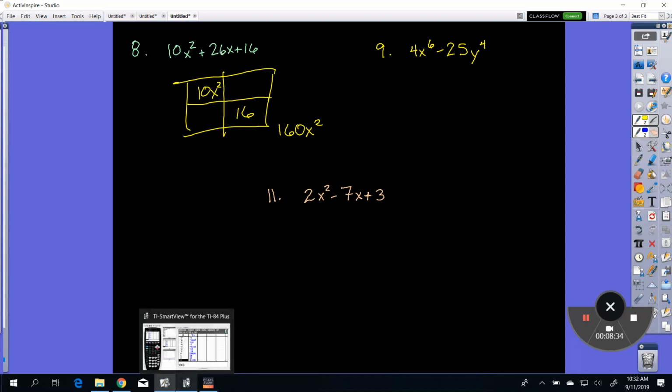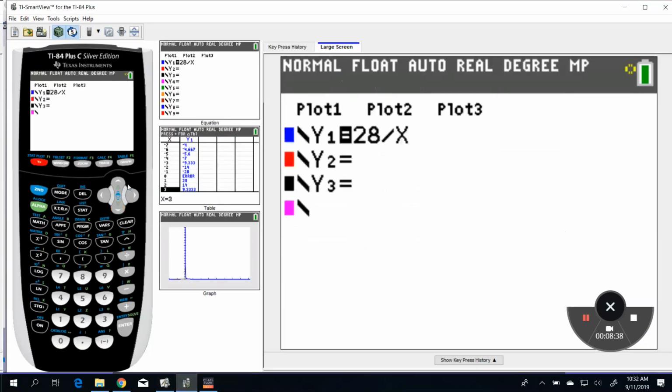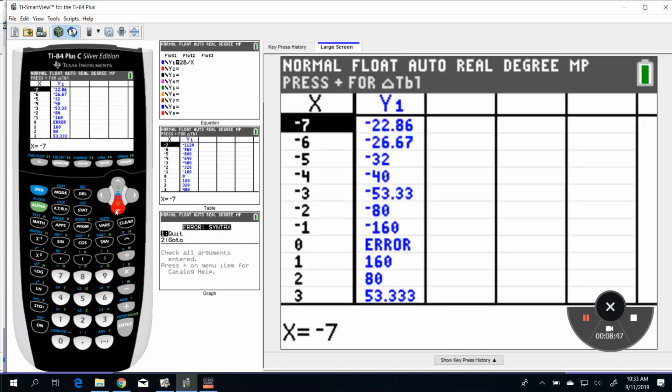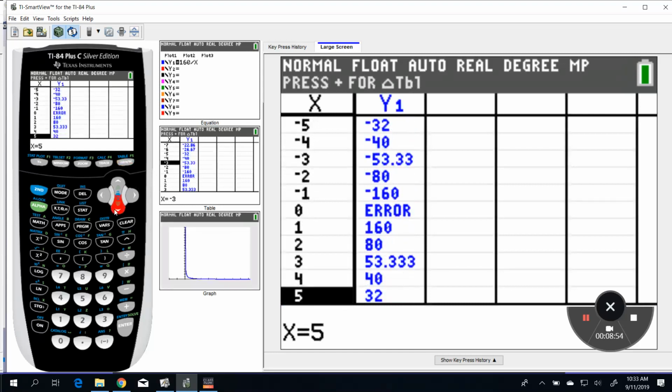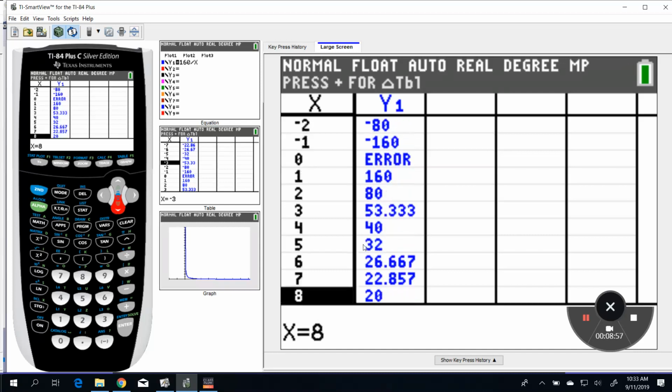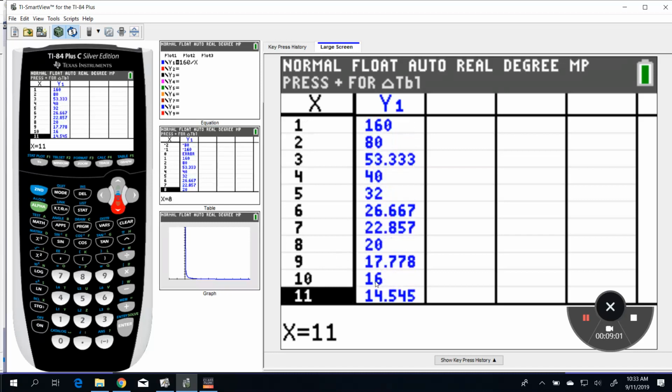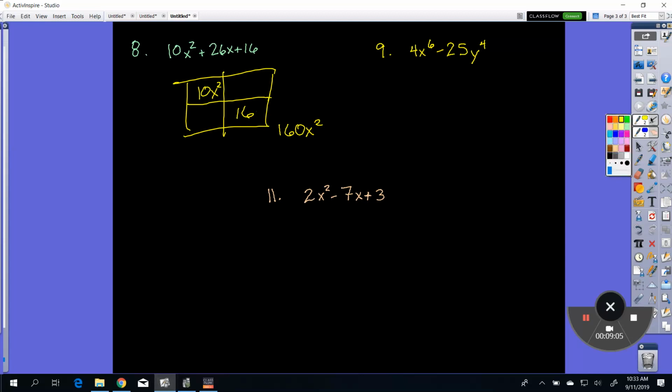So again, I go to my calculator. I go to y equals. I type 160 divided by x and hit second graph. And that's going to bring up the table. And I'm looking for numbers that add up to be 26. So like 4 and 40 make 44, 5 and 32 is 37, 8 and 20 is 28, 10 and 16 make 26. So those are my numbers that I need.